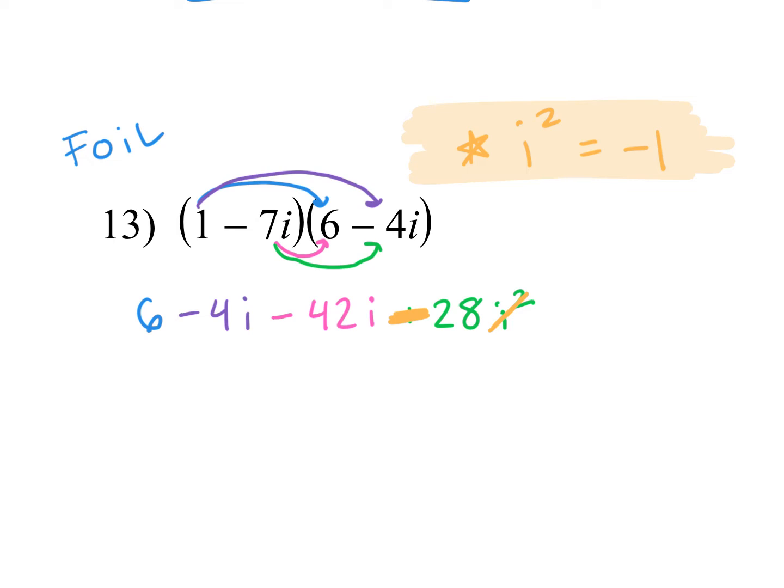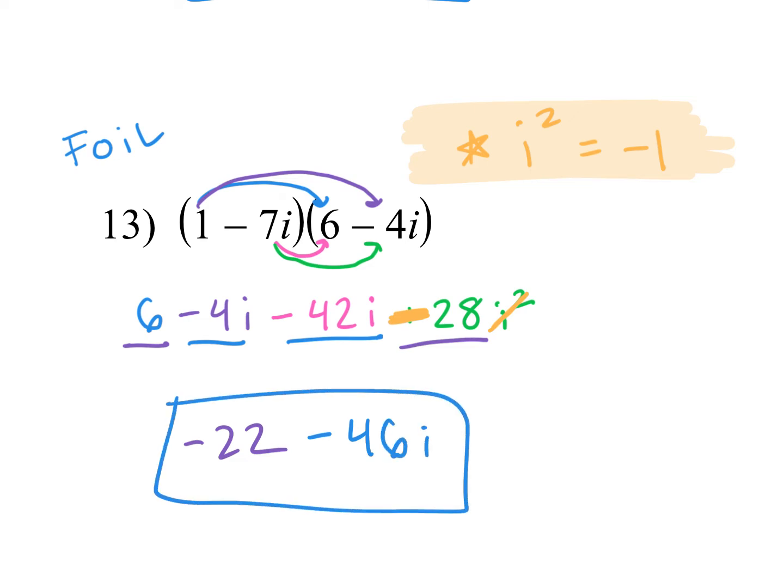So now what are my real numbers? So what's 6 minus 28? Negative 22, perfect. What are my imaginary numbers? Negative 4i, negative 42i. Negative 4i minus 42i is what? Negative 46i. Negative 46i. Awesome.